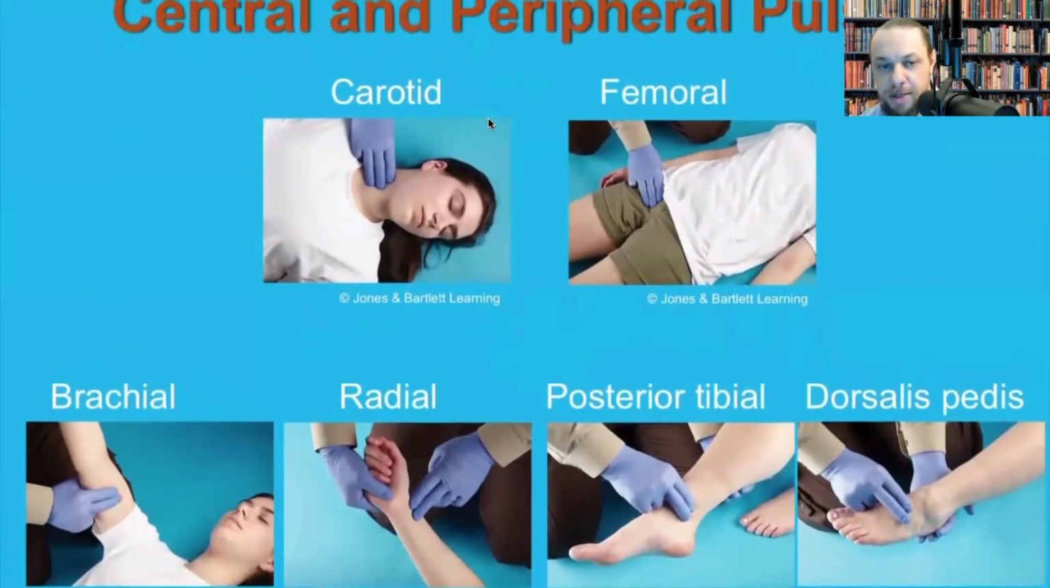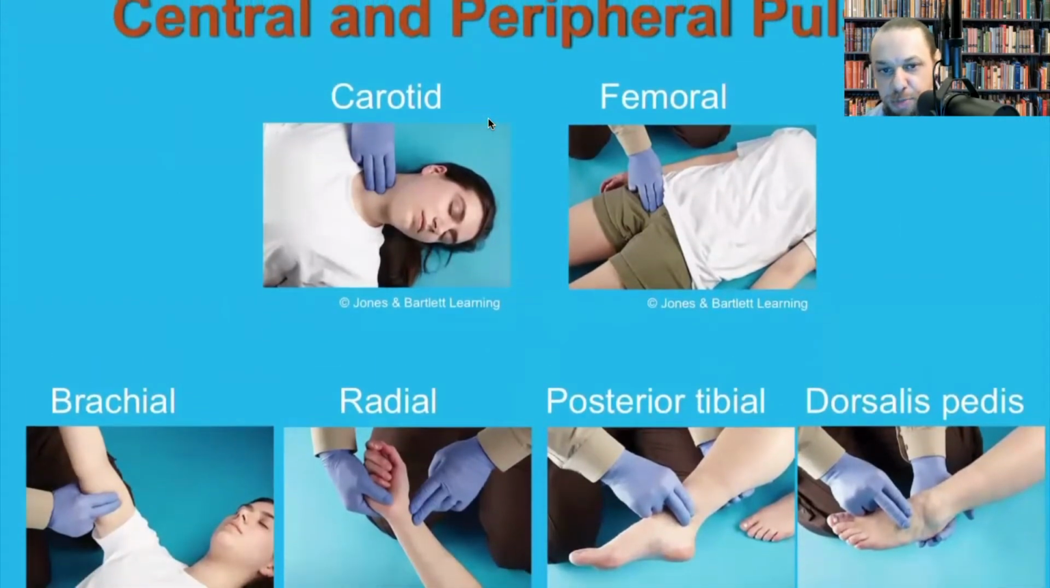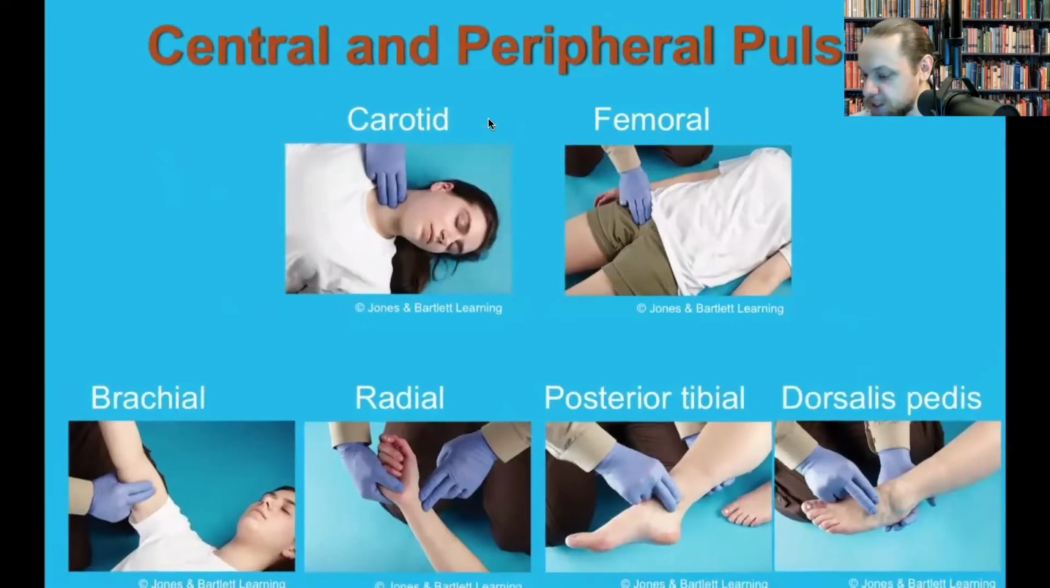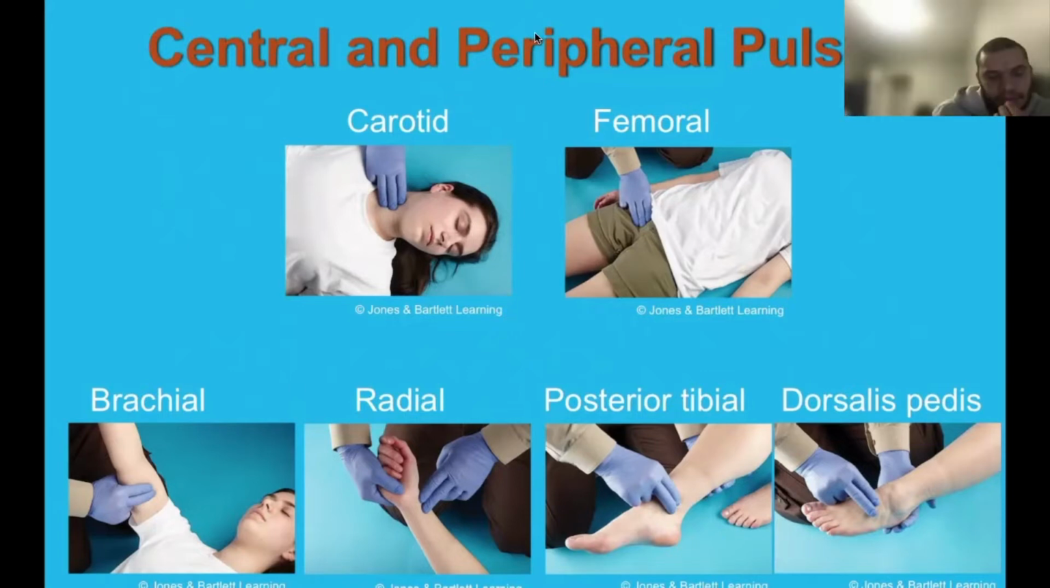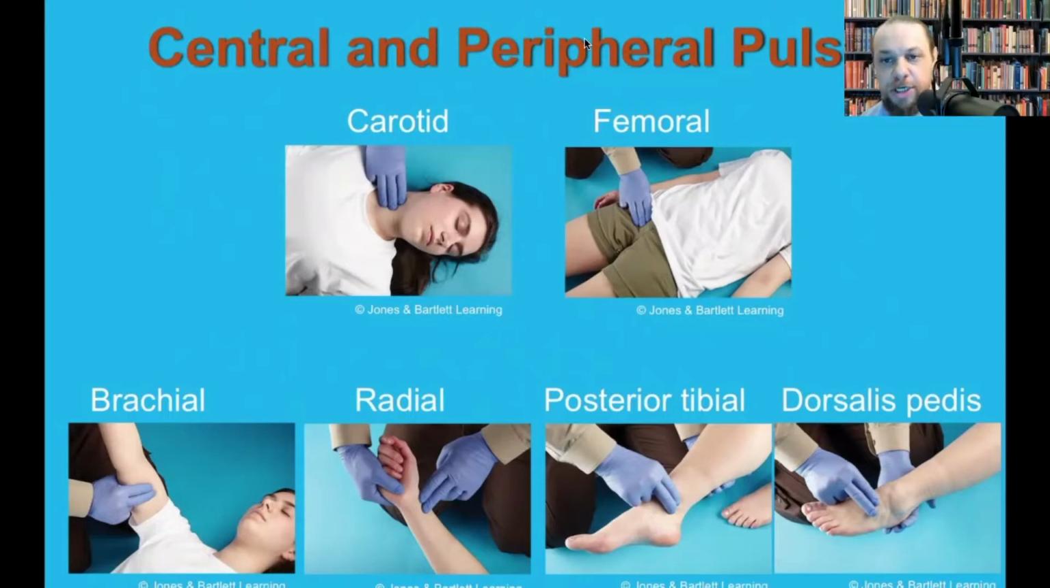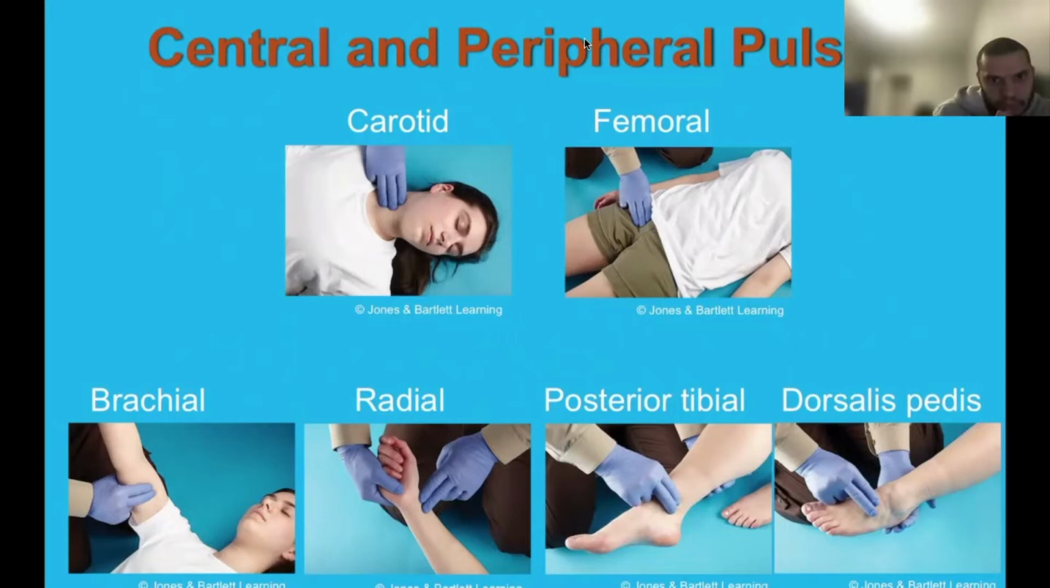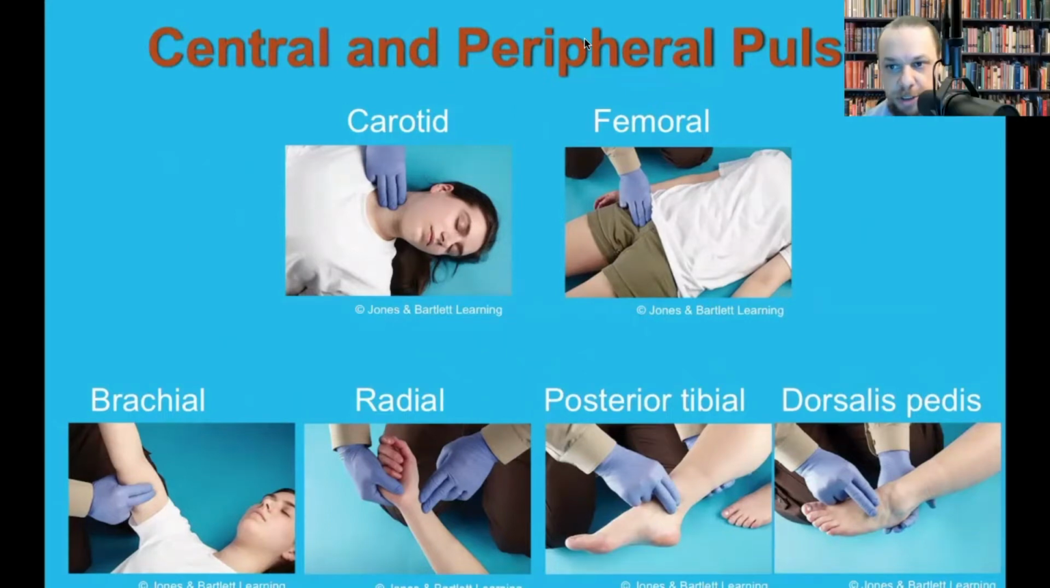So when we are actually palpating these pulses, right? Can anyone tell me, are we checking the venous system or are we checking the arterial system when we're palpating these pulses? Venous system. Which system? Artery system, right? So Carlos, yes. So when we're checking these pulses, we are checking the arterial system.